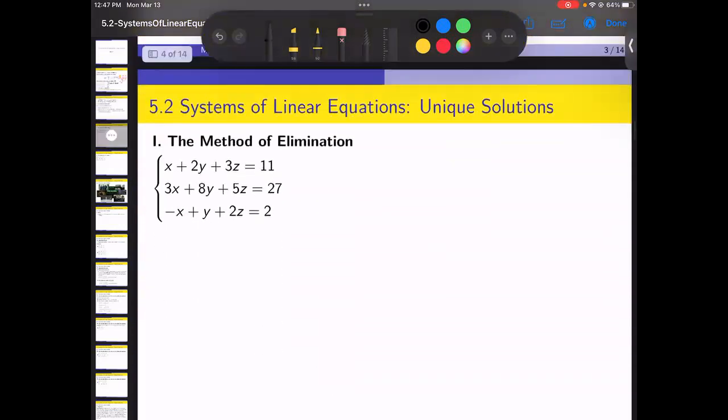All right, let's do this one. I'm gonna label my equation. 1, 2, 3. Right there. 1, 2, 3. What variable do you want to eliminate? Everybody's different. As long as your final answer is the same, I don't care how you do it.